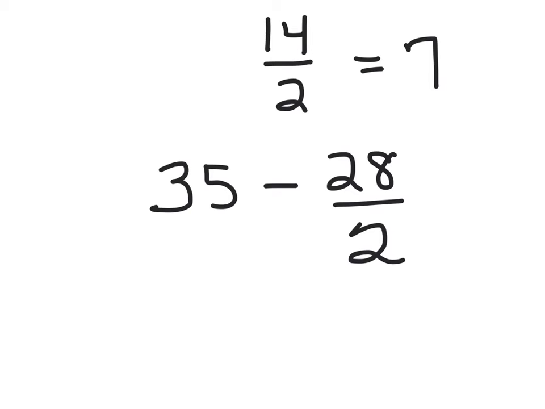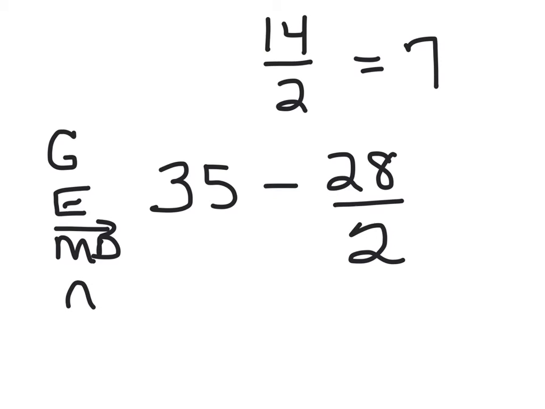Again, off to the side, we're going to write our order of operations. We're going to put G on top, then E, then MD with an arrow because we go left to right, then AS with an arrow because we go left to right. Again, you're going to be crossing these off as you see them.